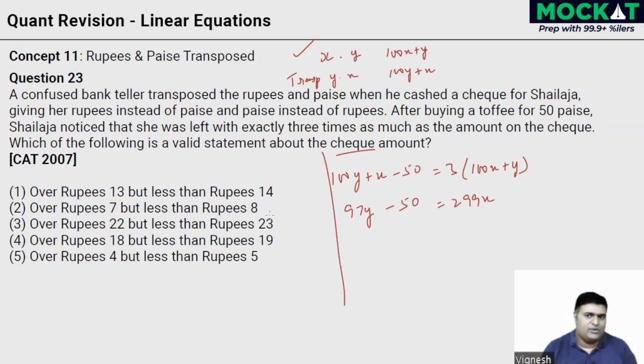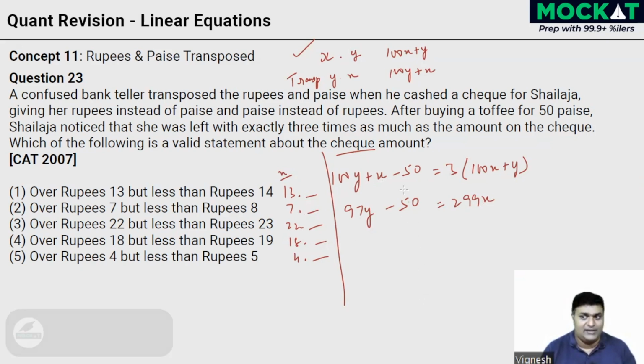But this is where we need to understand that if it's going to be between 13 and 14, it should have been 13 point something. I know the x value, I don't know the y value. The next one between 7 and 8, it is 7 point something. I know the x value, I don't know the y value. Same thing over here, 22 point something, 18 point something, and 4 point something. So I can substitute the x values over here and see where I'm getting a 97 multiple.